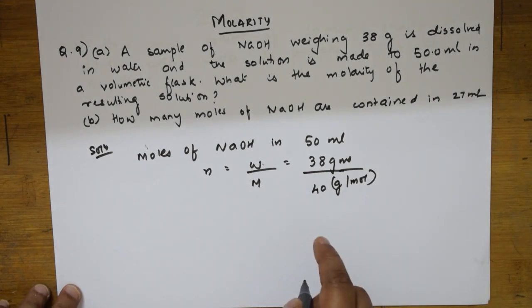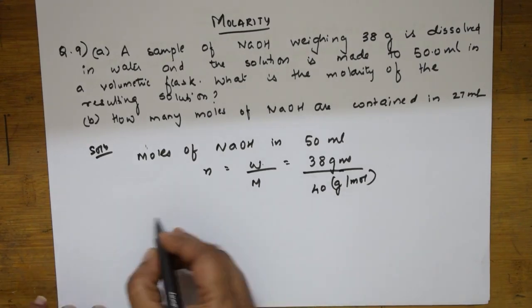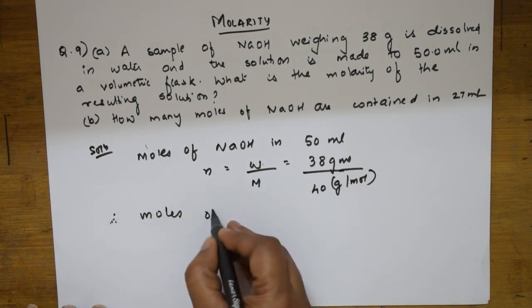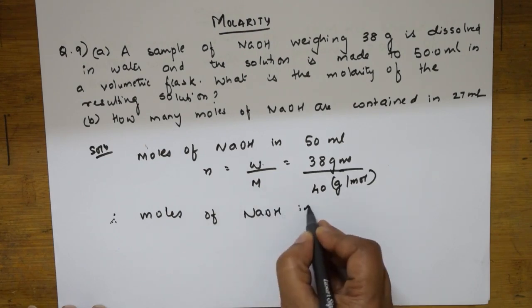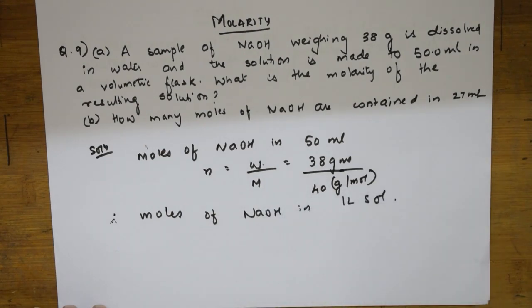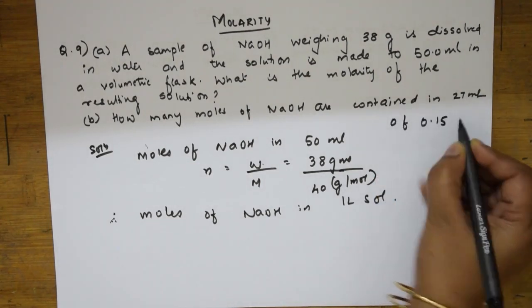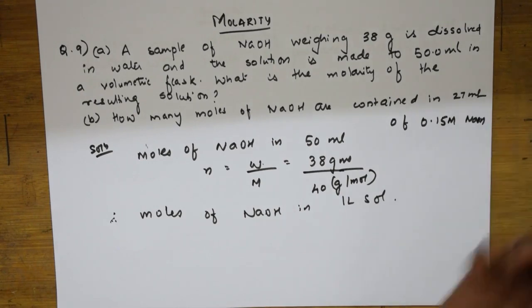So what did they ask us? Now the moles in 1 liter of solution, because we need to know how many moles are contained in it. Now when I have to take the moles of sodium hydroxide in 1 liter solution, let us find the moles of NaOH in 1 liter solution, right? Fine. There's some information also missing: 27 ml of 0.15 molar solution. This is important, I've left this data.